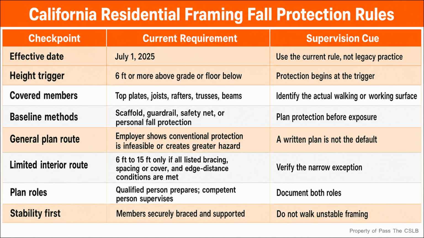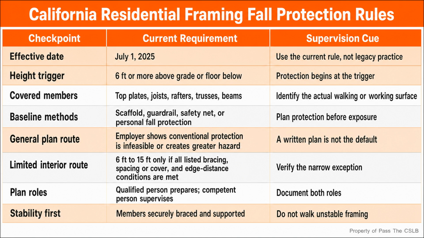Conventional methods include scaffolding, guardrails, safety nets, and personal fall protection systems. The method has to match the work and the site. A written fall protection plan is not a permission slip to skip conventional protection because tie-off is inconvenient or production is moving quickly. Current Title 8 contains specific conditions governing when a fall protection plan may be used, including a limited interior framing route when every listed condition is satisfied.